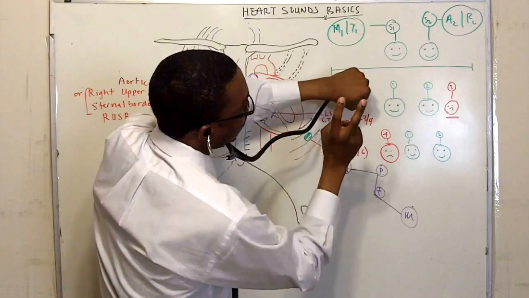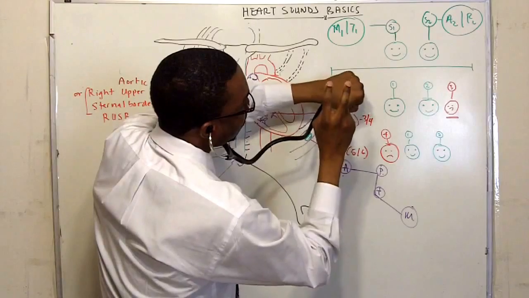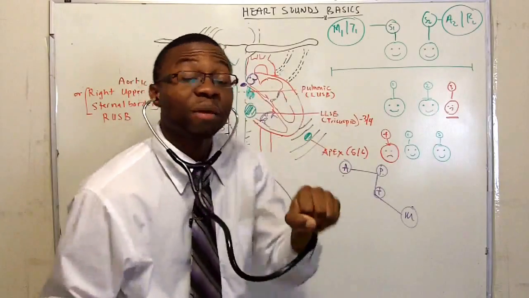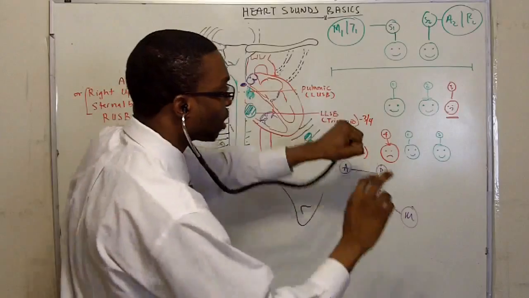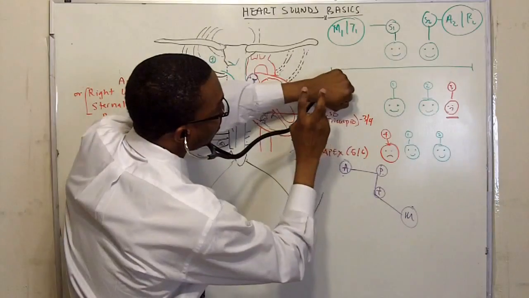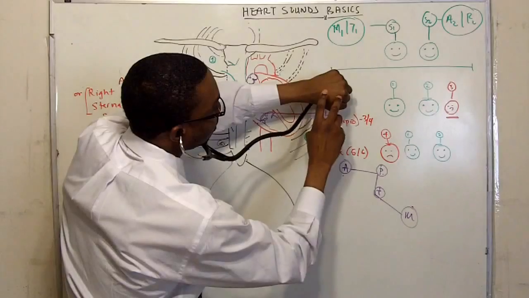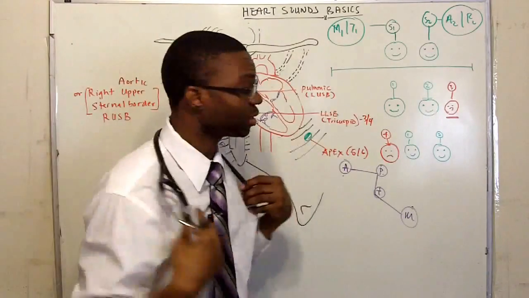1, 2. 1, 2. Now, if I'm going to add a third heart sound to it, this is what it's going to sound like. 1, 2, 3. 1, 2, 3. Let's do that on the board.